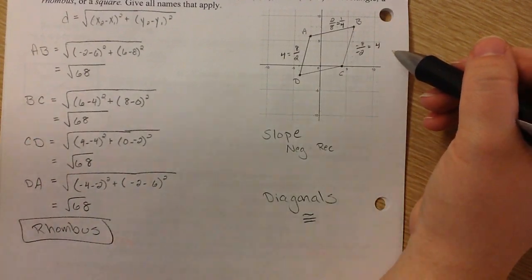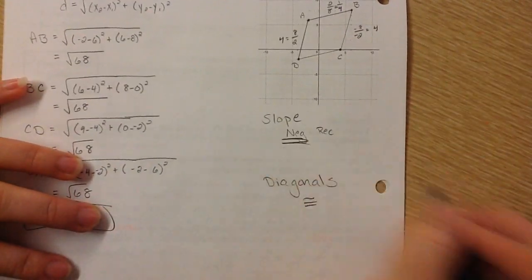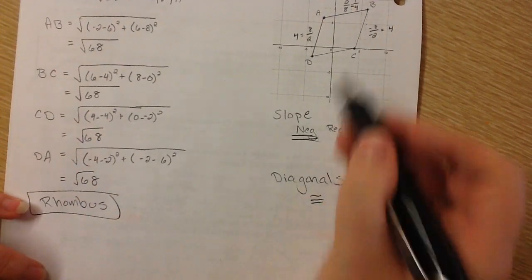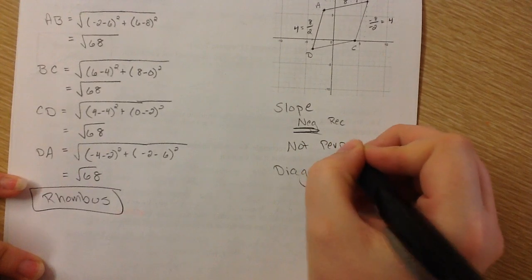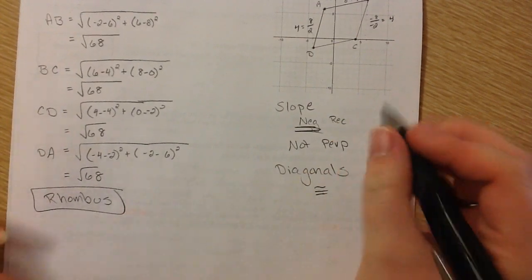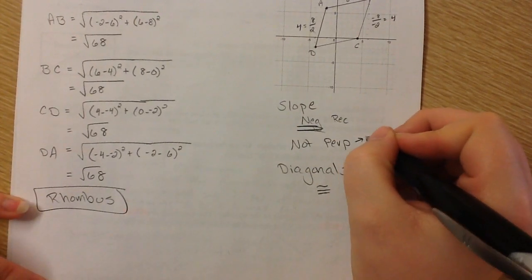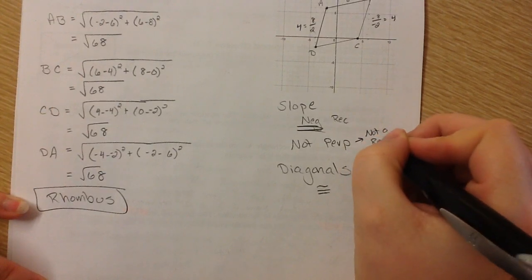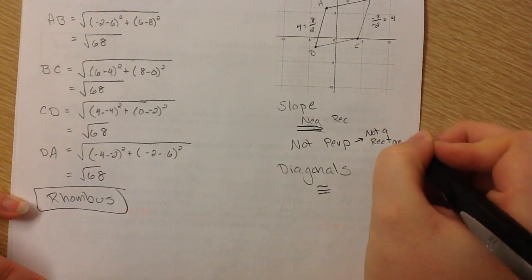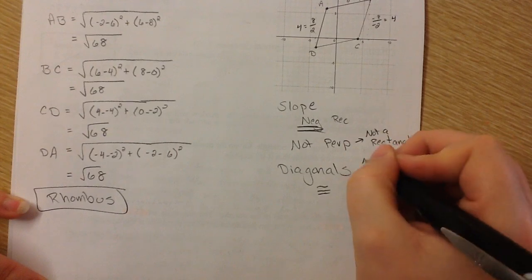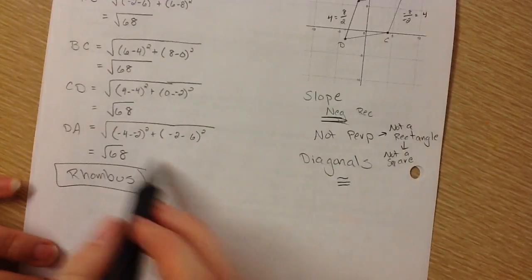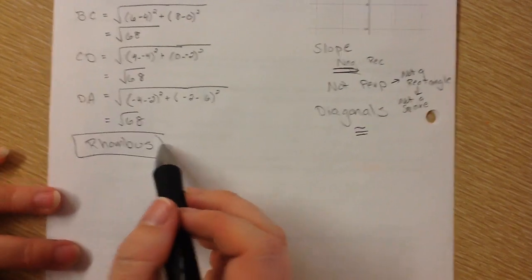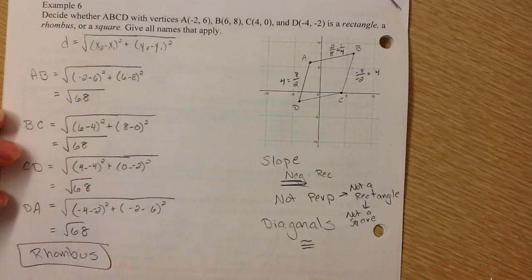So that tells me that since I don't have that negative reciprocal part, they aren't perpendicular. Not perpendicular, which means it can't be a rectangle. And if it's not a rectangle, then it's also not a square. So the only word I can use for this is rhombus, because of the opposite sides being congruent.